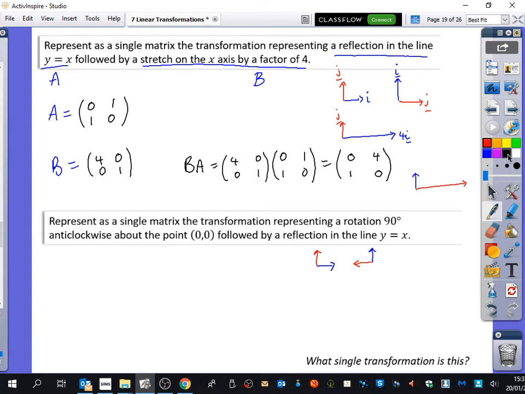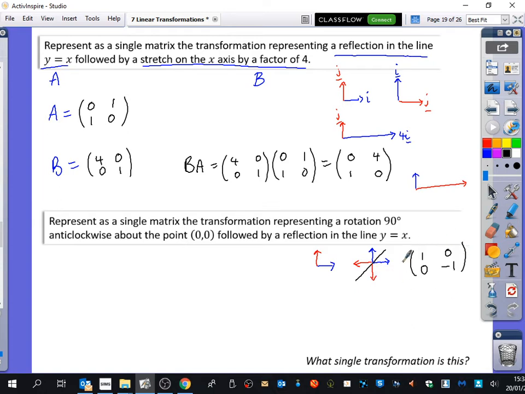Now, if it's going to reflect in the line y equals x, what is going to happen? Where's the blue one going to be pointing? The blue one in the line y equals x? Right. The blue one is going to be pointing to the right. And the red one is going to be pointing down. So what is the matrix that represents those two transformations? What's happened to i hat? 1, 0. It hasn't changed. And then 0, -1. From the original, we're saying, how has i hat changed? i hat has stayed the same. j hat has gone down. So this is what we think the answer is, right?